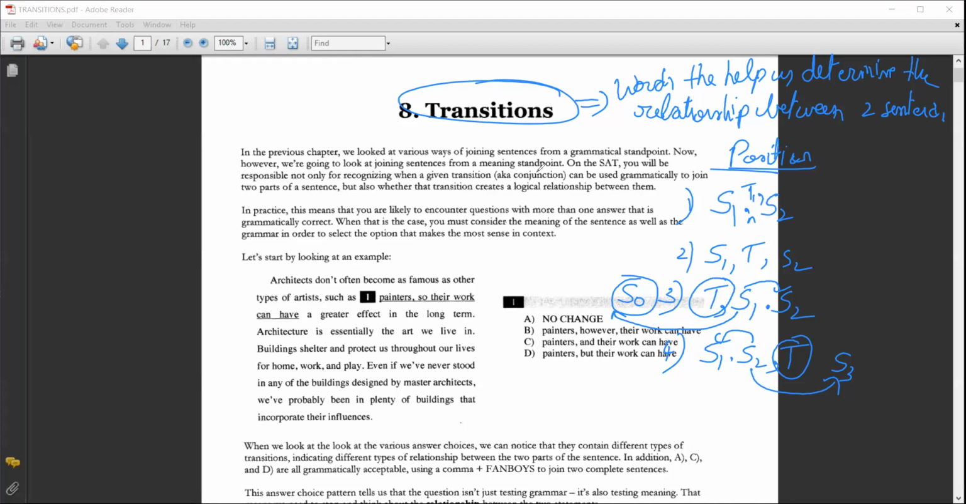Are you getting my point? So whenever there is a transition at the end of the sentence, don't think that it's a dependent clause. It's definitely an independent clause. Understood? Got my point? Am I clear?